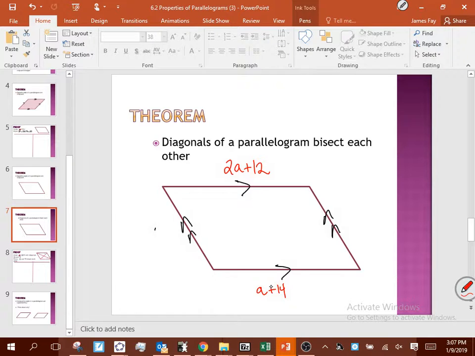Well, this is just like anything else we've done in this entire course. We have a theorem that establishes a relationship, right? The theorem says in a parallelogram, opposite sides are what? Congruent. We now have 2 expressions and we set them equal to each other, right? So I write the equation, 2a plus 12 equals a plus 14, and I go through and I solve it. Does that make sense? Okay?